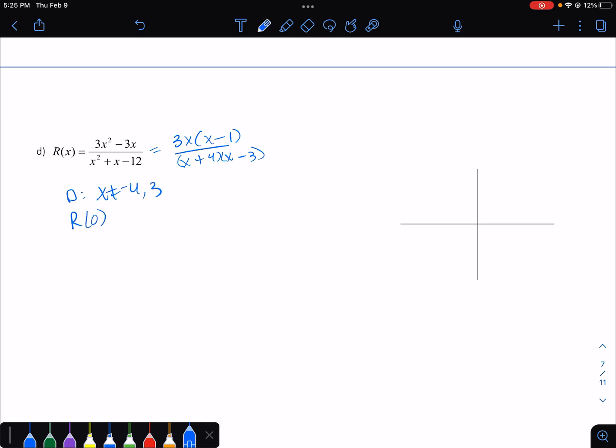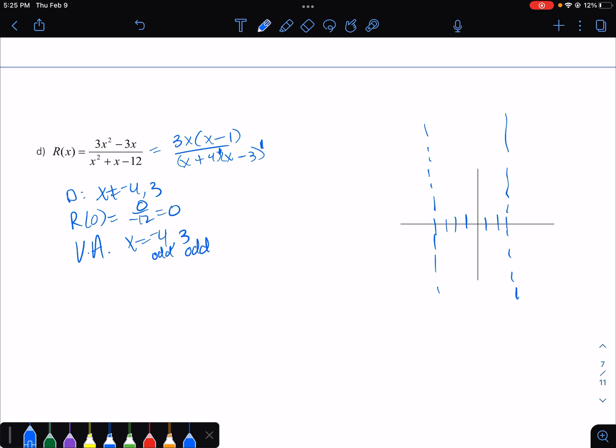The y-intercept, I have 0 on top and negative 12 on the bottom, so that's 0. The vertical asymptote, we didn't have anything that could be reduced, so it's at x equals negative 4 and positive 3, and both of them are odd because they came from a first power. So now I'm going to put those on there, 1, 2, 3, 4, and then 1, 2, 3.